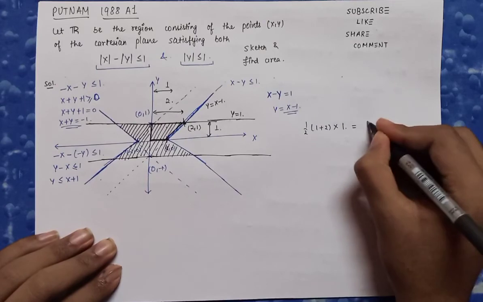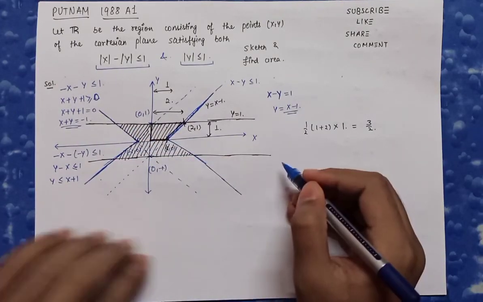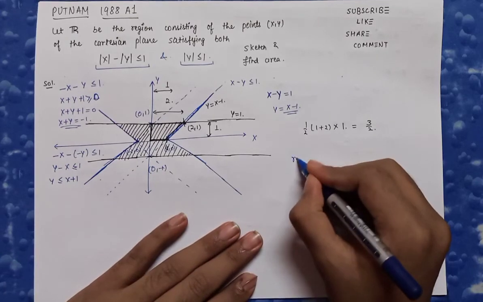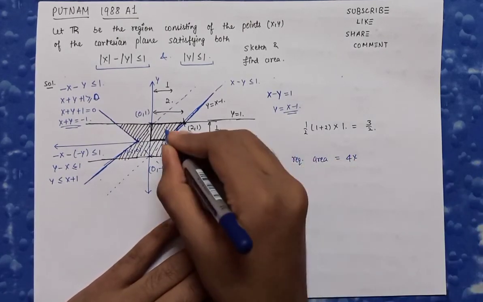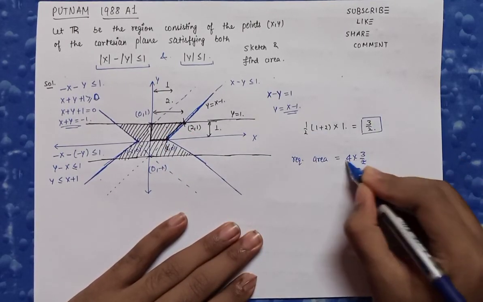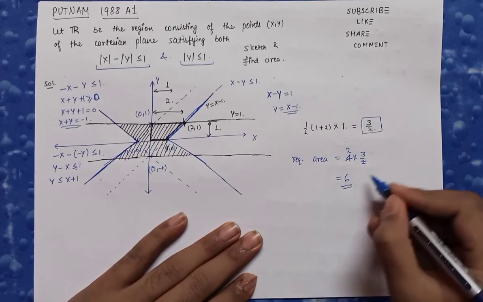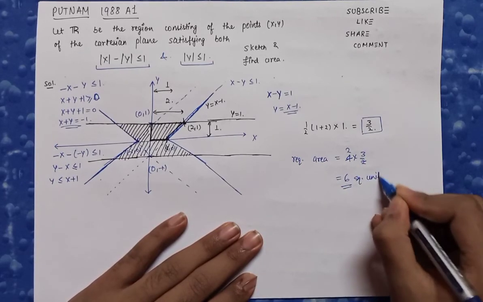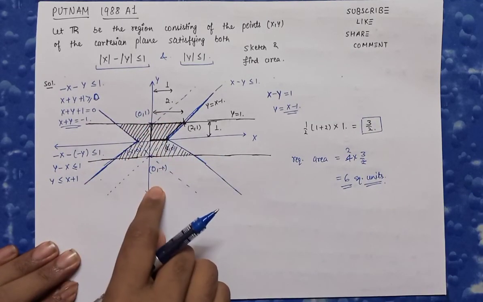So it turns out to be 3 by 2. Now the area of this whole shaded region, the required area, will be 4 times this trapezium's area, which is 3 by 2. So 2 twos are 4, and 4 times 3 by 2 is 6. So this is our required area, 6 square units. This we must write. So this is the area of the required region.